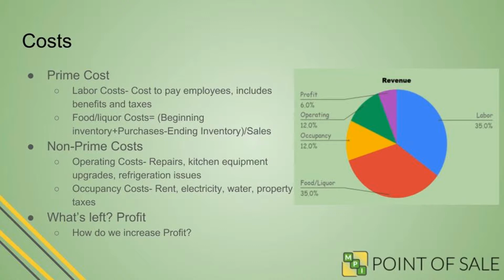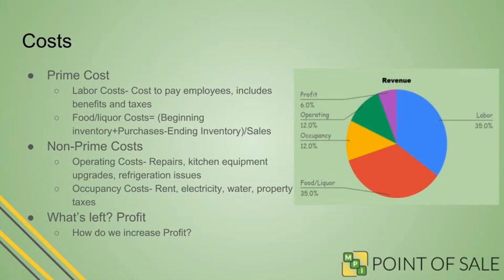Then we have our non-prime costs. So your occupancy cost, your rent, your electricity, water, things like that. Those numbers are going to traditionally stay the same throughout the year. And then you also have your operating costs. So kitchen equipment. I know people may be all too familiar with the weekend after hours call to your refrigeration guy for him to come out to fix your walk-in compressor. Things, necessary evils in the restaurant business. And then what we have left is the smallest piece of the pie, your profit.